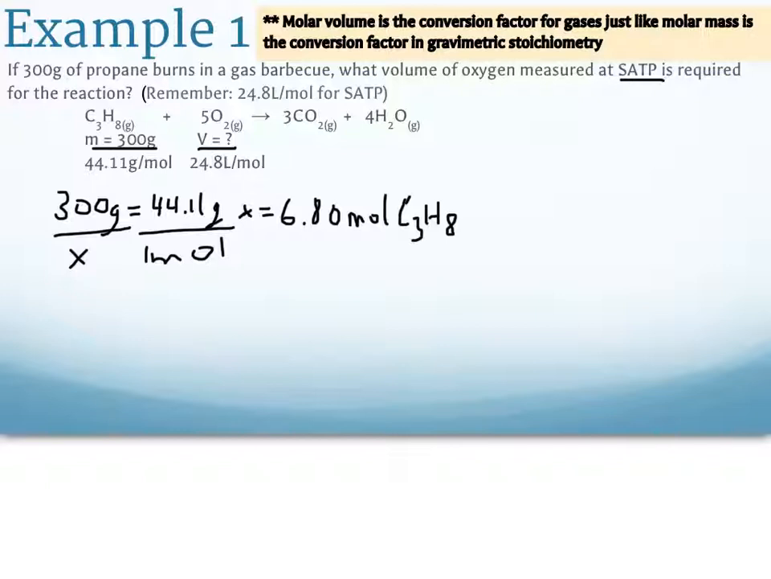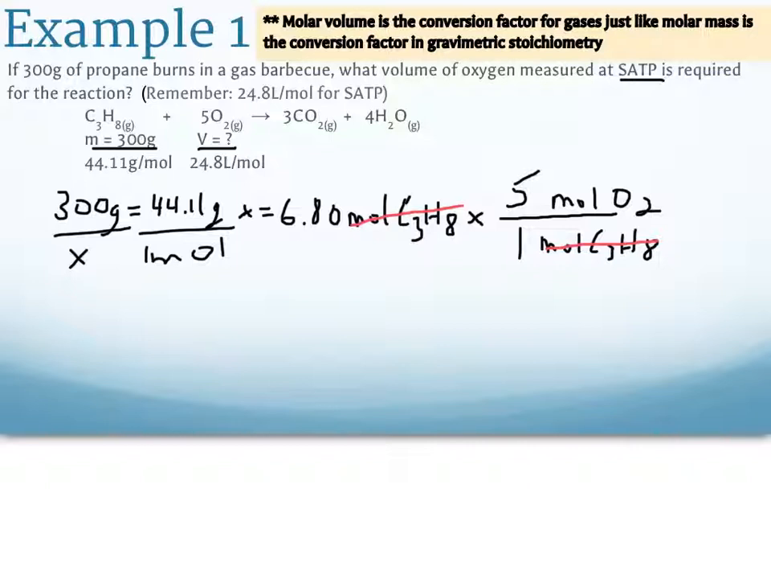My second step is I need to find the moles of my unknown, which means I'm using my molar ratio. So I need to put my moles of propane on the bottom, so C3H8. I need to put my moles of oxygen on the top, so moles of O2. I'm going to have 5 moles of O2 for every 1 mole of C3H8. What I'm doing here is I'm taking my moles of propane, and my moles of propane are disappearing.